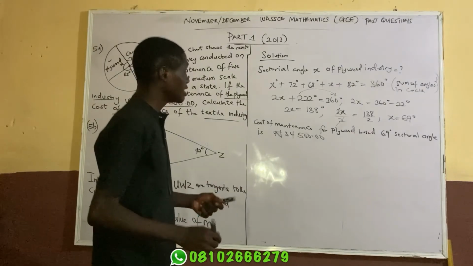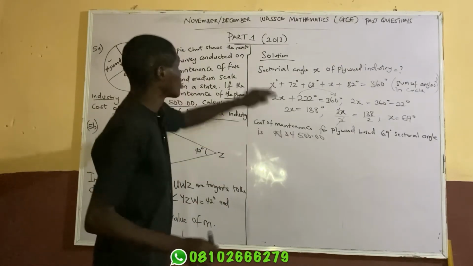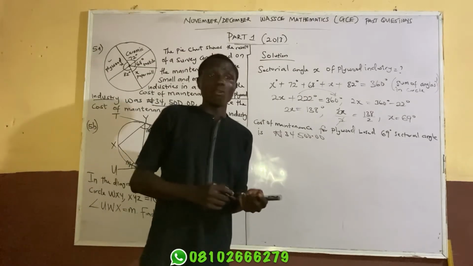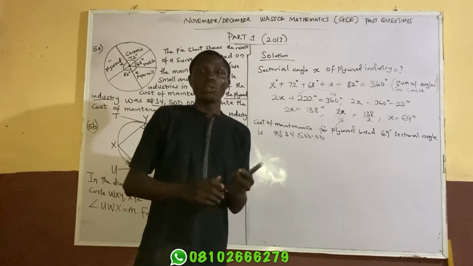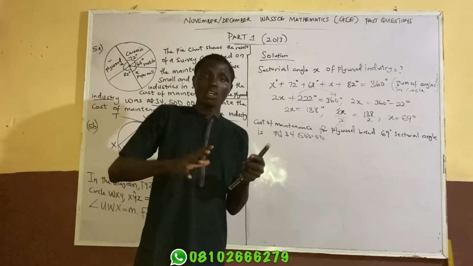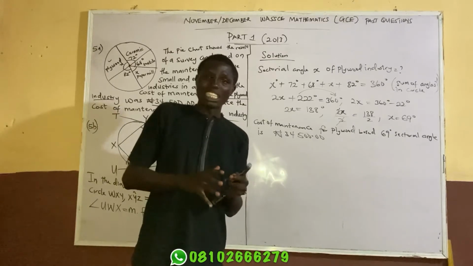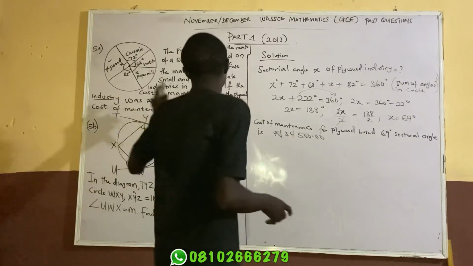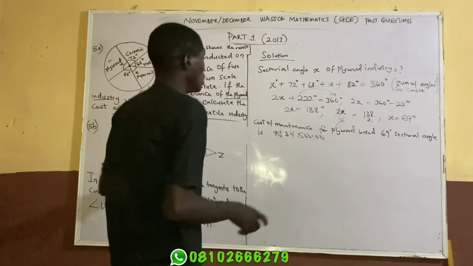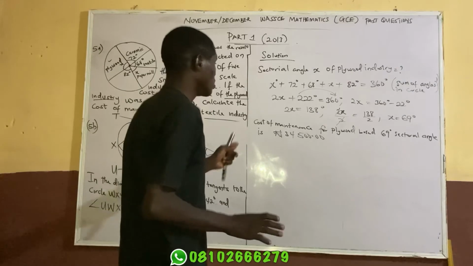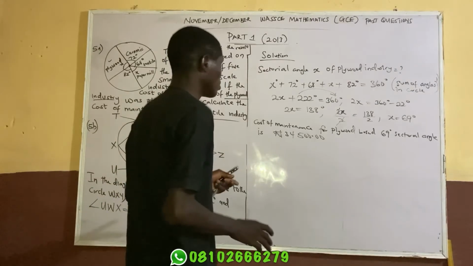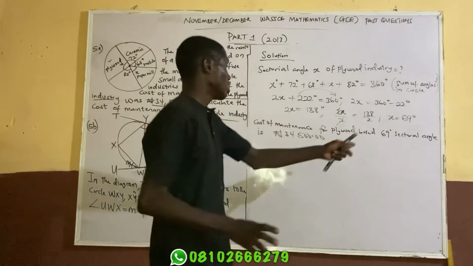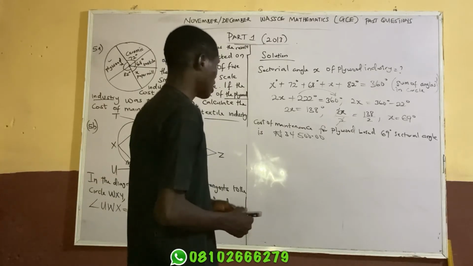Now to get the total cost, for the whole industry, the total cost of maintenance allocated for the whole 5 industries, we are going to calculate it from this 34,500 and the sectorial angle of plywood. And how do we get that?